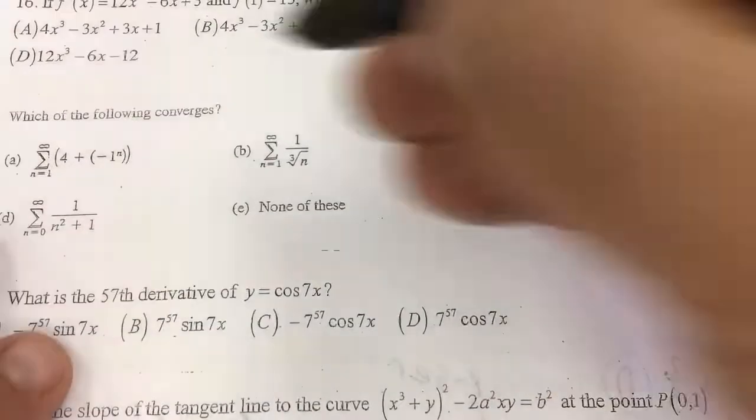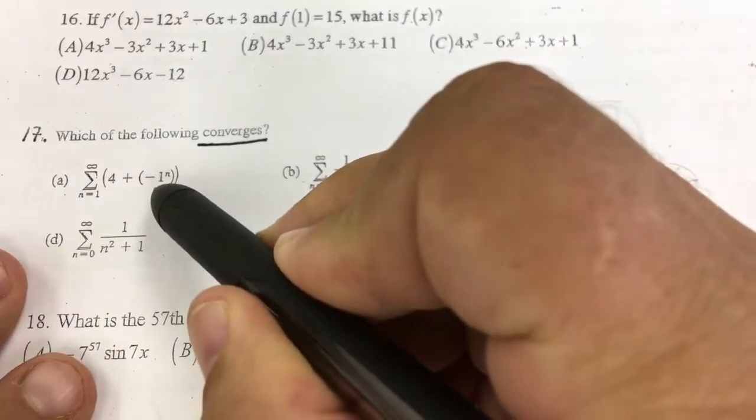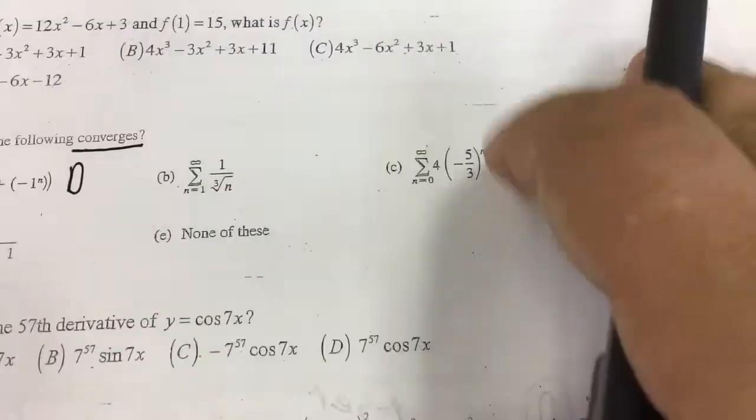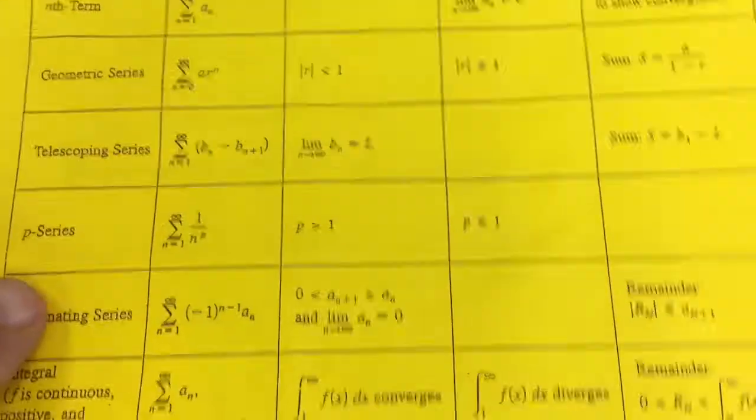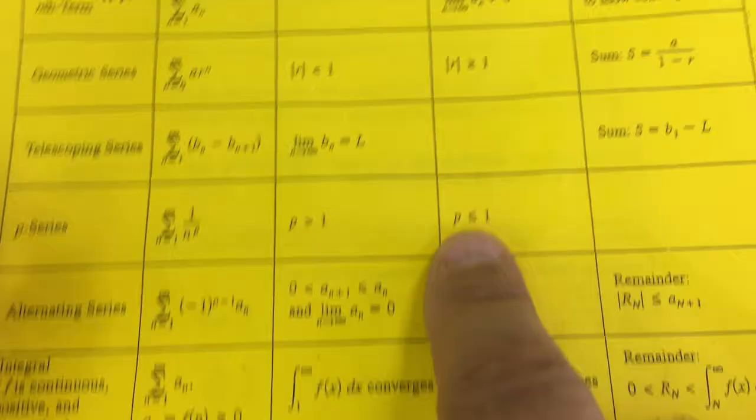Number 17, another converges one. Which one converges? Well, this is the same as the one before. We've already done that. That one diverges. Okay, let's see what the power is on the bottom. So it's going to be n to the 1/3. And notice, that's a p-series, but p is less than 1. So that means it diverges.